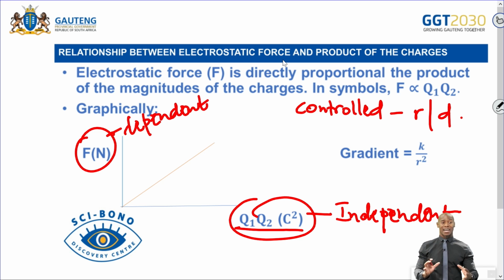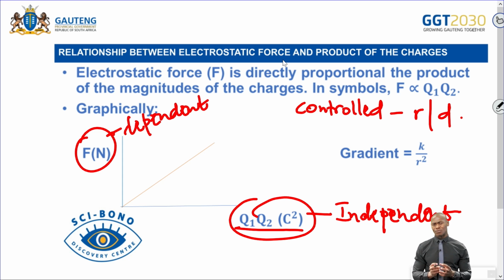So if they say use the graph, one, they will ask you about the dependent, the independent, the controlled, and then maybe even the investigative question and the conclusion. The conclusion will be looking at the graph, your graph starting from the origin. So the conclusion will be that electrostatic force is directly proportional to the product of the magnitude of the charges, or as the product of the magnitude of the charges increases, the electrostatic force also increases.